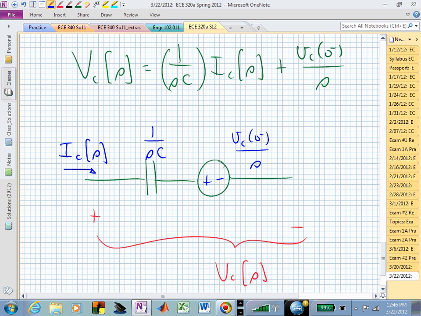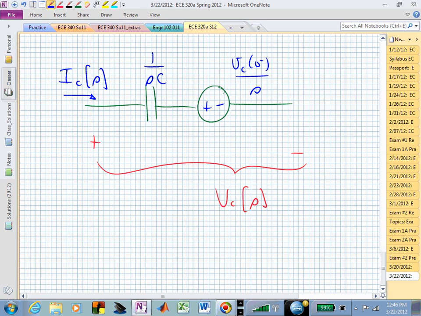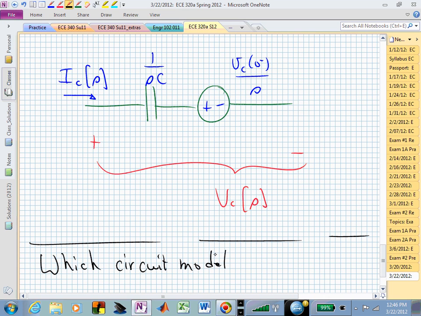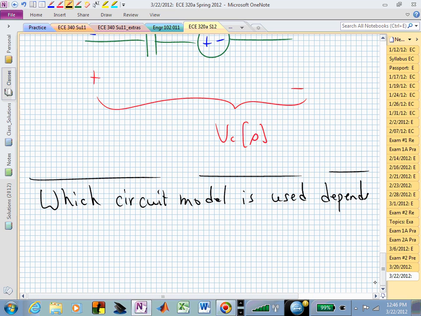So if you lose your textbook in the next 3 years and you need to figure out how to analyze this circuit in the s domain, if you just keep track of ELI and ICE and how to Laplace transform a derivative, you can derive these models for replacing the time domain circuit model of a capacitor or an inductor with the appropriate parallel or series combination. And which circuit model you want to use will actually depend on, really, it's a personal choice or a personal preference.